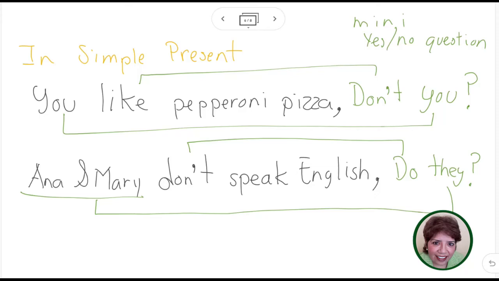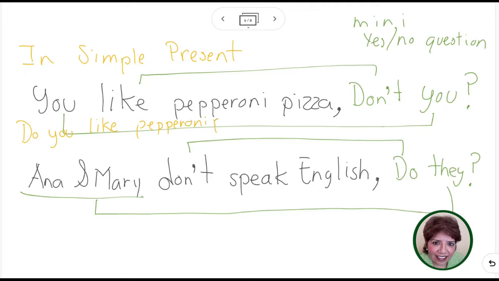And let's see another example using other verb. We have in this case, you like pepperoni pizza. But to write a yes/no question for this, we write this like, do you like pepperoni pizza?